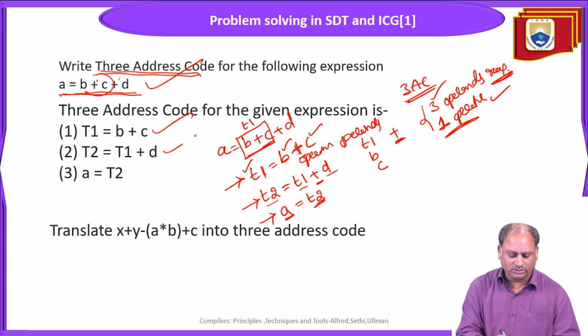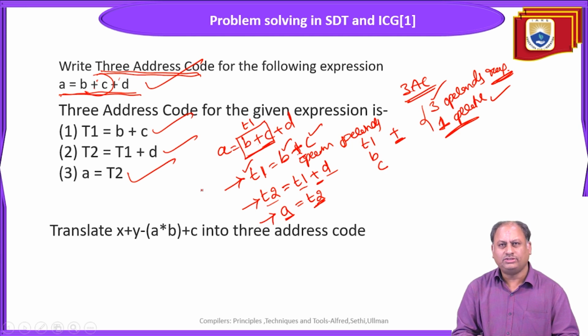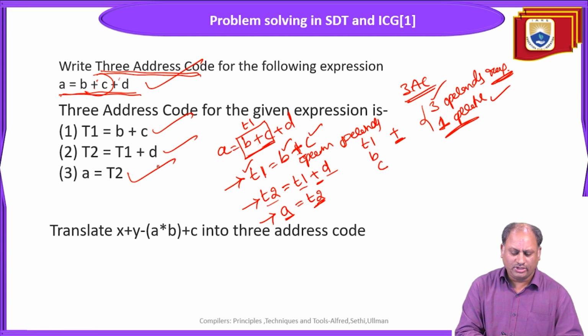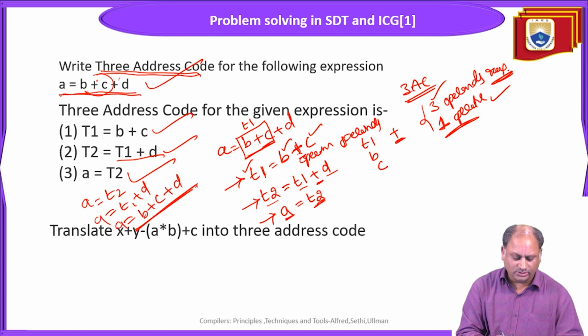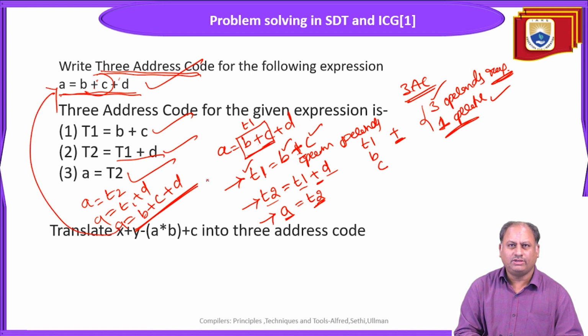So these 3 steps are executing the given arithmetic expression by implementing this 3 address code notation. So what is here? A is T2. Now what is T2? T2 equal to T1 plus D. Now what is T1? B plus C. So B plus C plus D. So A equal to B plus C plus D. So that is the given expression.